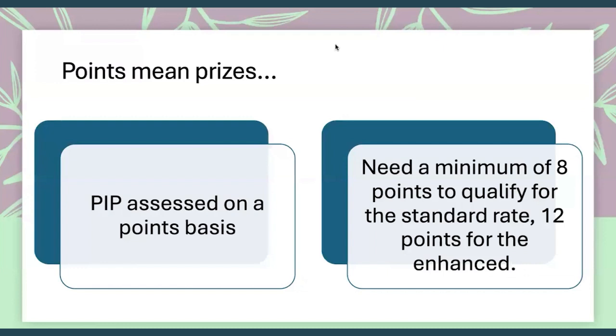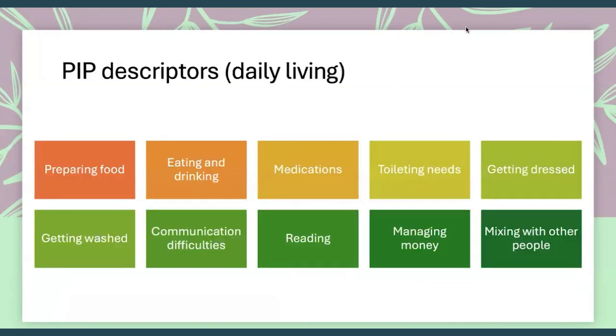So as some of you are probably aware, PIP is awarded on a points-based basis. In order to get an award for the standard rate for the daily living rate or the mobility rate, you need to score a minimum of 8 points and 12 points for the enhanced rate. So these are the activities that PIP looks at in respect of the daily living component.